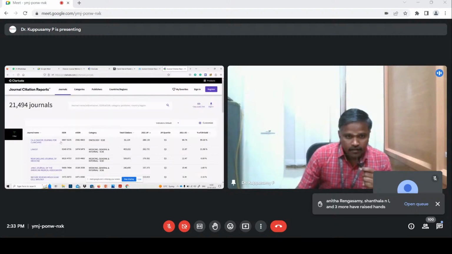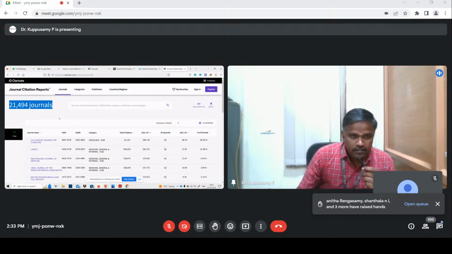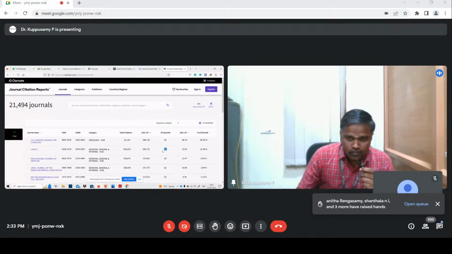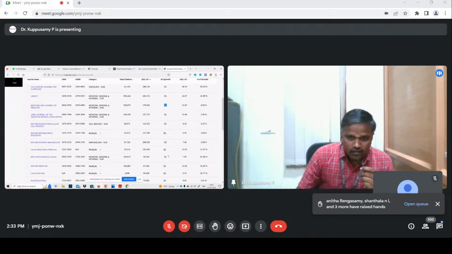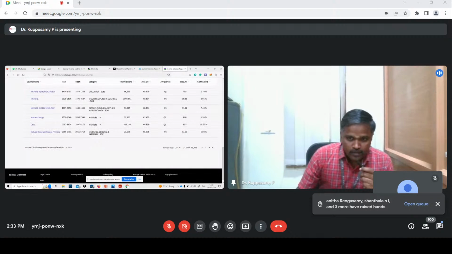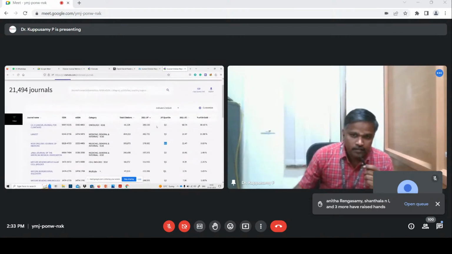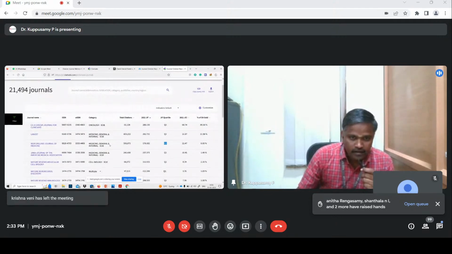Yeah, it's now entering. You look at that. Here it is having the Journal Citation Report for 21,494 journals. In that listing, you look at that, Q1 journal, Q2 journal, Q1 journal. So these are all Q1 journals. They are listed based upon importance, the top list of journals, as I have explained in the previous slide.